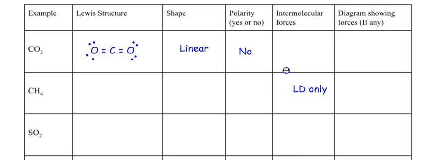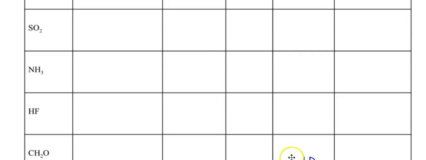So what kind of force does it have? Only London dispersion. Do I have any diagrams? No, I have no diagrams to show you because it's London dispersion only. If this is dipole-dipole or hydrogen bonding, then yes, you need to show the diagram. What I would like you to do next is HF. Go ahead and do HF right now, and then when you're done, come back, okay? All right, hopefully you did it, and that you're not just watching me do it.